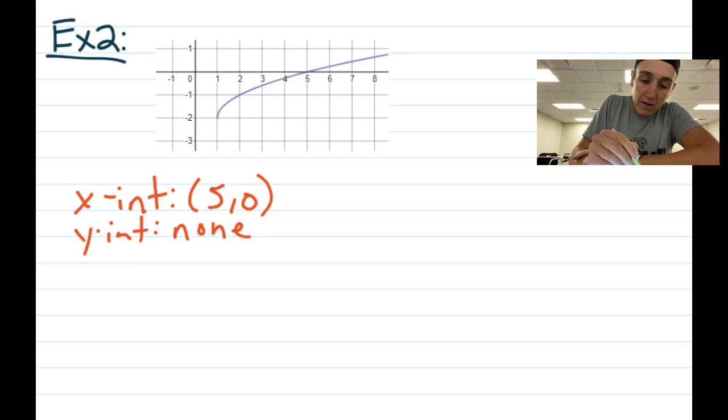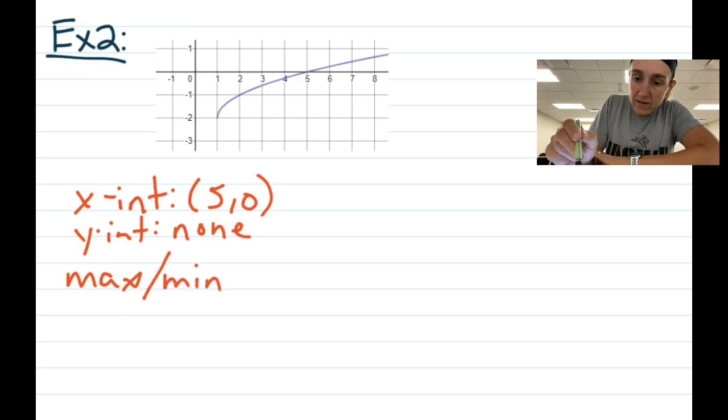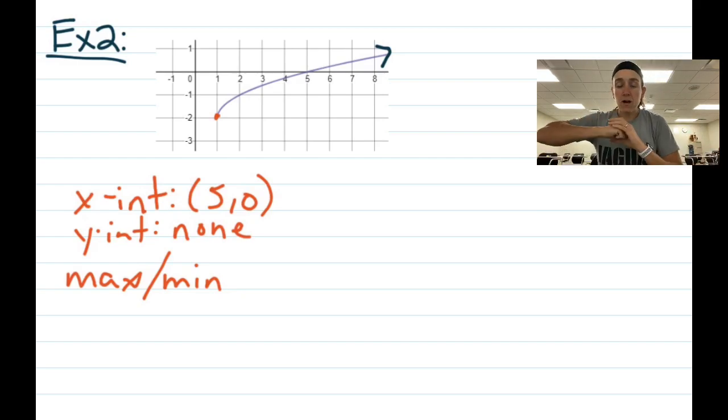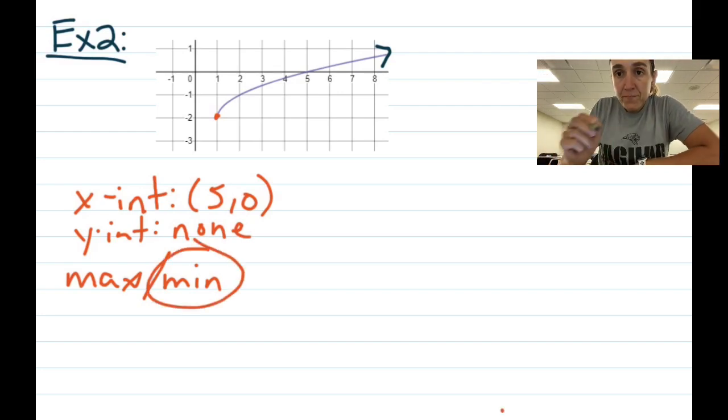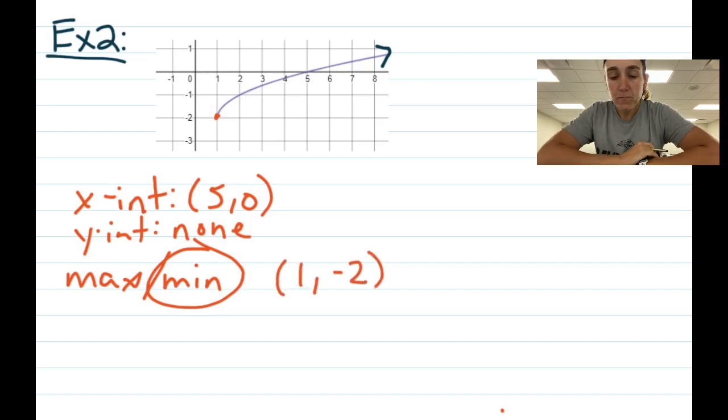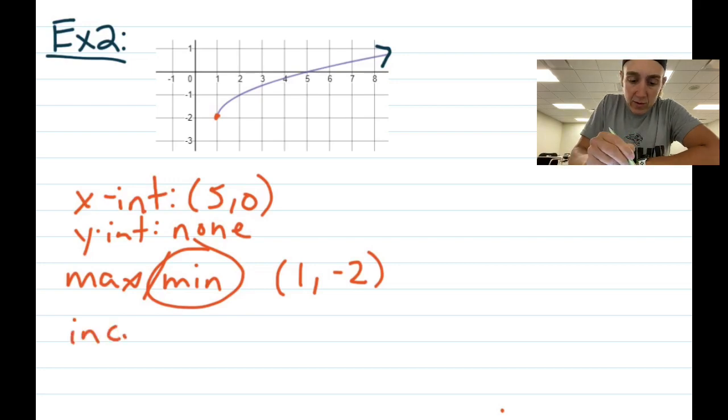Max or min. Okay, the next thing, is there a maximum or a minimum? Okay, well, as I look along this, this graph does continue on in an upwards direction. But on the bottom here, it doesn't ever go below this point right here. So that's a minimum, right? It's a minimum point. It doesn't go any lower than that. It does go up forever. It's going to start to go up slowly, but it does go up forever. So this has a minimum at the point that I noted. And that point is 1, -2. That's my minimum.